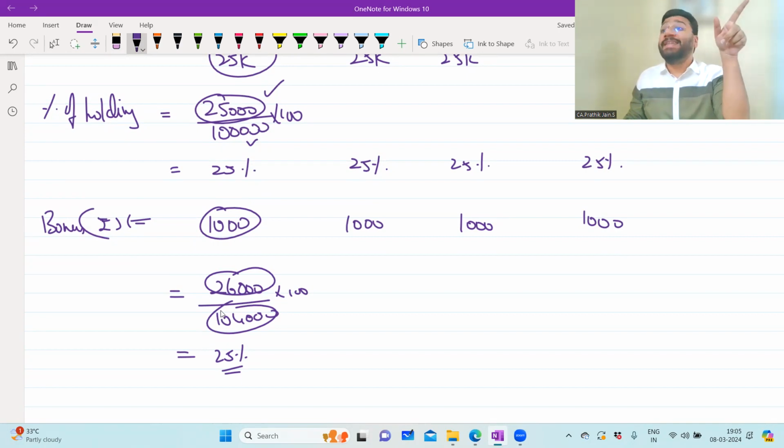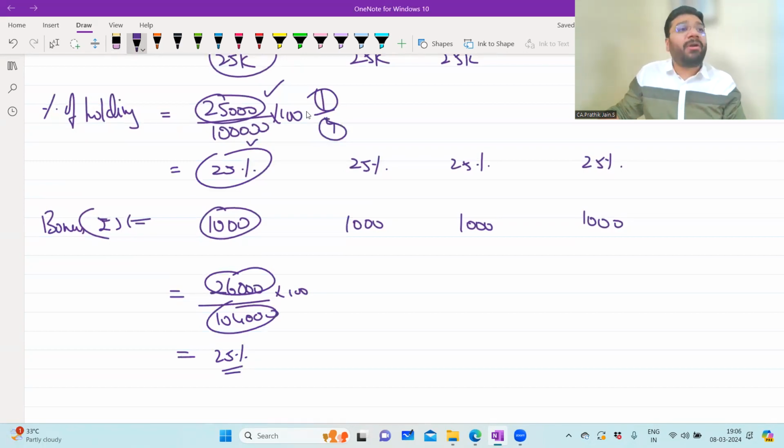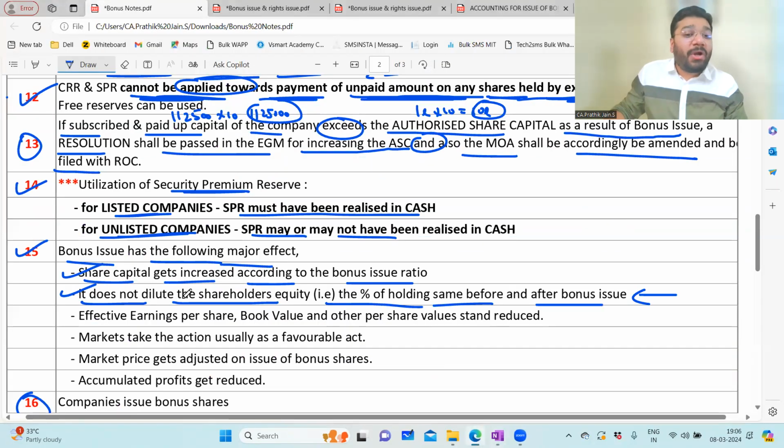Same proportion it is increasing. Here the proportion was 25%, 1 by 4. Out of 4, 1 I contributed. In same proportion it is increasing here also. 4,000 is bonus total value. In that 1,000 is given. So in same proportion it is increasing. So therefore, it does not dilute the shareholders' equity in percentage.